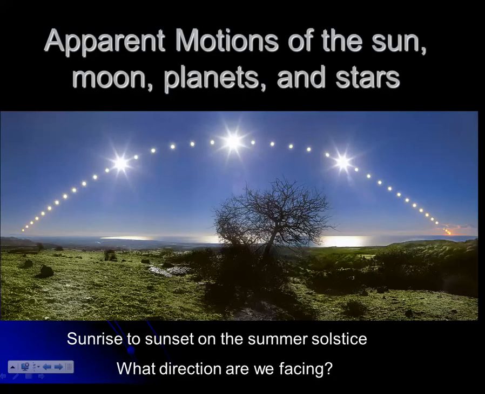Welcome back, everybody. Today's lesson is on apparent motions, how things appear to move, not actually how they move. And we're going to be looking at the sun, the moon, planets, the stars. What a beautiful shot here to start things out with.